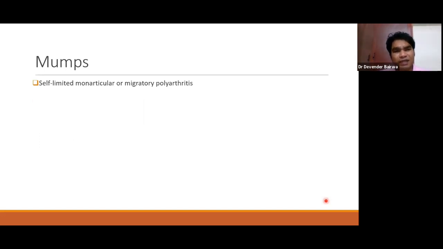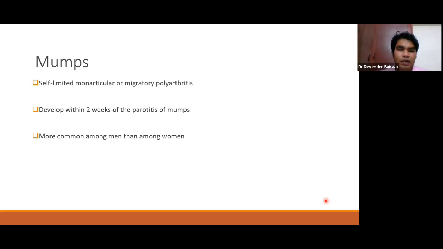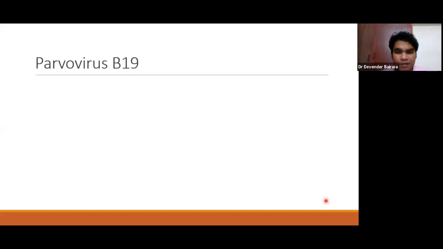In some cases, there can be self-limited monoarticular or migratory polyarthritis, and if these symptoms are to develop, they will develop within 2 weeks of the mumps. And rubella arthritis was more common in females, but mumps arthritis is more common in males. Coming to parvovirus B19 infection, this is one infection that you should know.